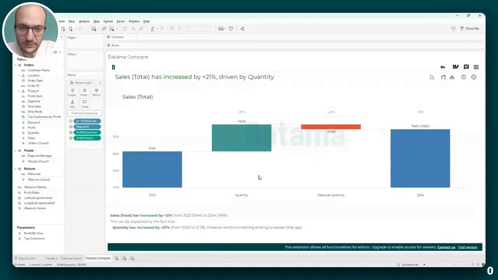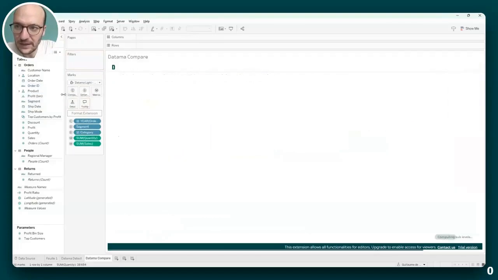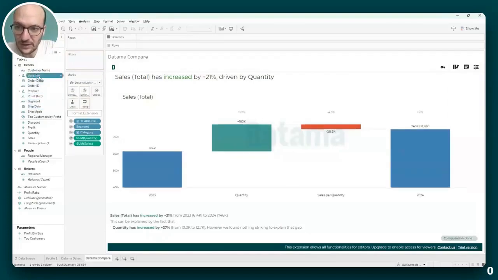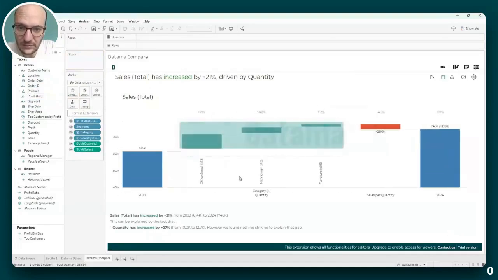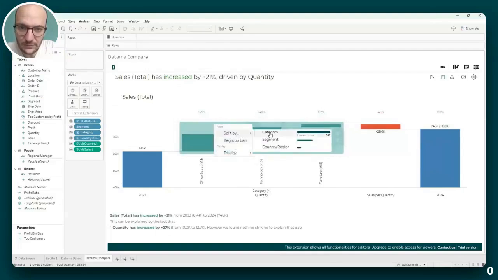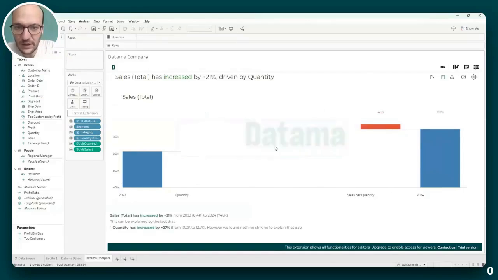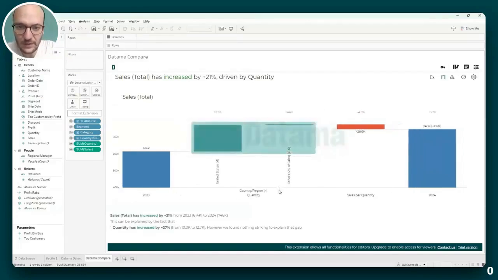First, break down the effects by sub-indicators, and then decompose these effects and score the relevance of many possible dimensions to find the most interesting dimension to explain the variation. By quantity, Datama suggests breaking it down by category, which it considers the most interesting dimension, and you gain a phenomenal amount of time compared to trying to break it down by country region, which is normally the classic iteration for a data analyst.